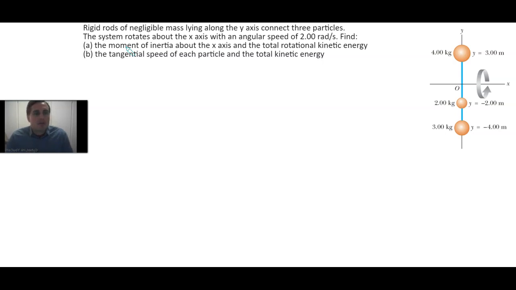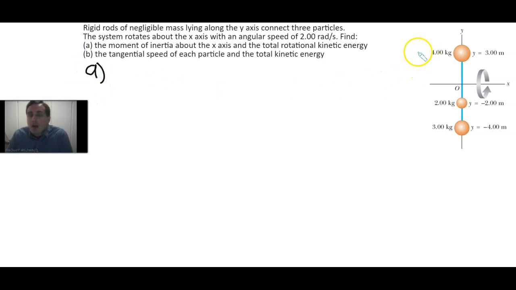So let's read this problem. Rigid rods of negligible mass lying along the y-axis connect three particles. The system rotates about the x-axis with an angular speed of 2.0 radians per second. Find A, the moment of inertia about the x-axis and the total rotational kinetic energy. B, the tangential speed of each particle and the total kinetic energy. So in the first case, we should calculate the rotational way. In the second case, we should calculate the linear way. So let's get started. For part A, we first want the moment of inertia.